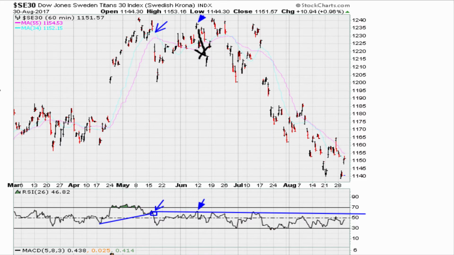And then we come and tag it again here, which is that high, and also close to it here, which is that high there. And here we have a double top rejection, which ultimately gave us this short-term high. All right.